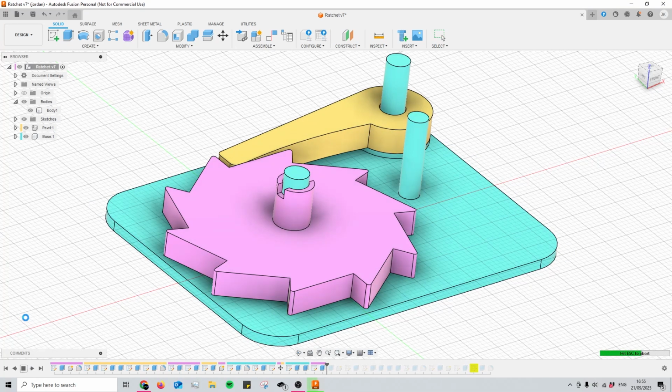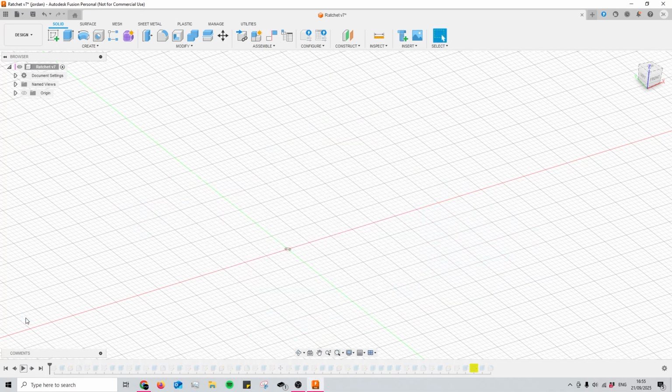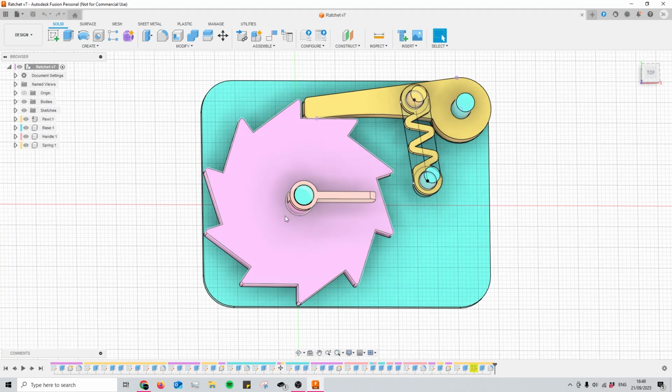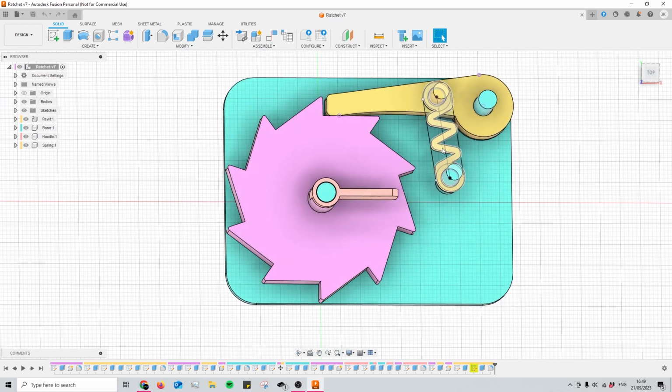In this video, I'll show you the important things you need to get right so you can design your very own. So let's go over the parts you need to get this working. We have the ratchet wheel, the pull, a base to fit these onto, and a 3D printed spring to tension the pull. And the whole idea of this mechanism is to allow rotation in a single direction. Oh yeah, and then we have the handle here too.